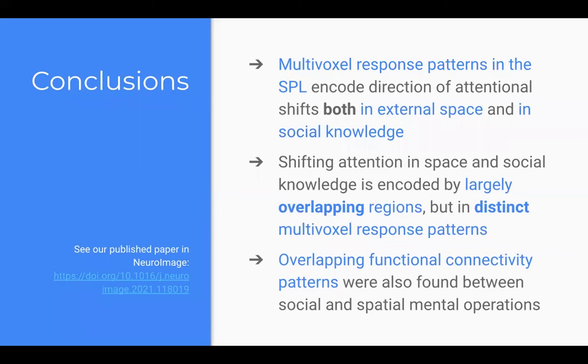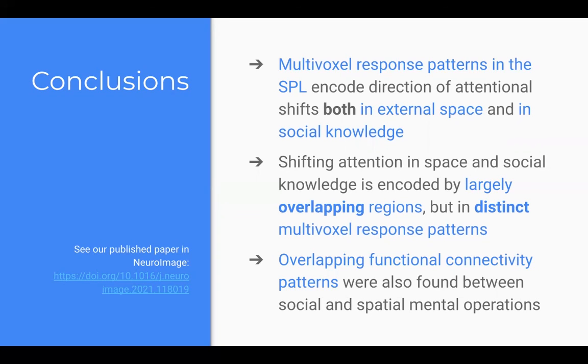So a few takeaway points from the studies are, first, the SPL has a long established role in directing attentional shifts in external space, but here we found that the multivoxel response patterns in the SPL also encodes the directions of attentional shifts in social knowledge. Second, shifting attention in space and social knowledge is encoded by largely overlapping brain regions, especially in parietal and occipital regions, but it encodes the attentional shifts in different domains with distinct multivoxel patterns.